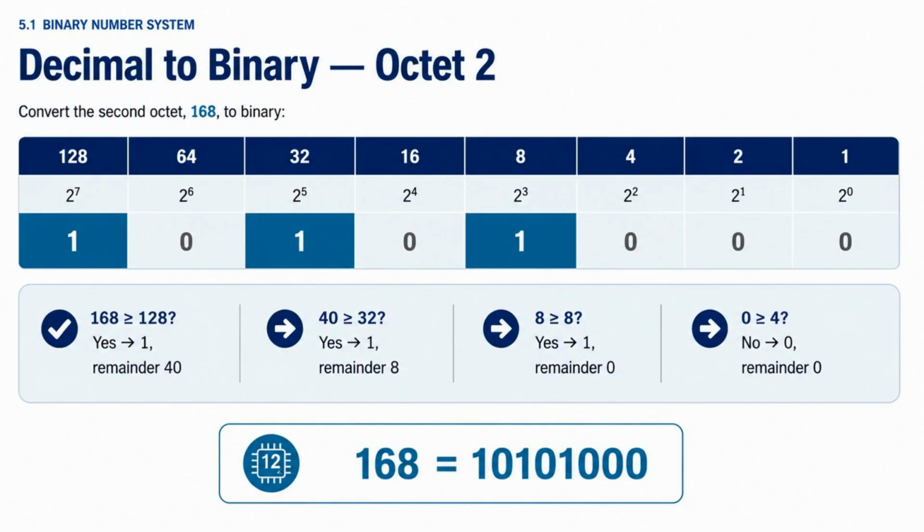Octet 2, the number 168. Is 168 greater than or equal to 128? Yes. Write 1, remainder 40. Is 40 greater than or equal to 64? No. Write 0. Is 40 greater than or equal to 32? Yes. Write 1, remainder 8. Is 8 greater than or equal to 16? No. Write 0. Is 8 greater than or equal to 8? Yes. Write 1, remainder 0. Result: 168 equals 10101000. This example has more no's than the first, good for showing the full pattern.